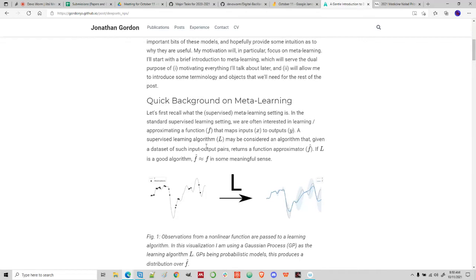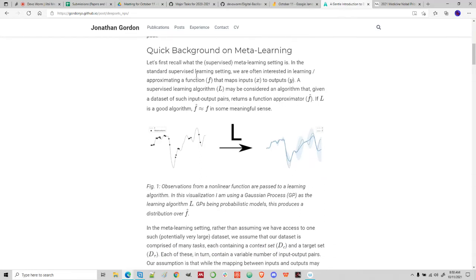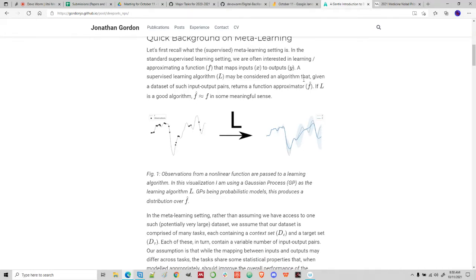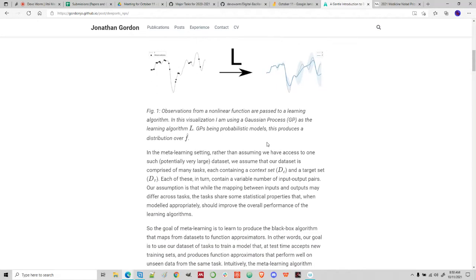A supervised learning algorithm may be considered an algorithm that, given a data set of such input-output pairs, returns a functional approximator. If L is a good algorithm, F hat is equivalent to F in some meaningful sense. So the function approximator is equivalent to this function that maps inputs to outputs. So the idea is you're trying to approximate that mapping and you want to get close to it. And that's what you're doing here.